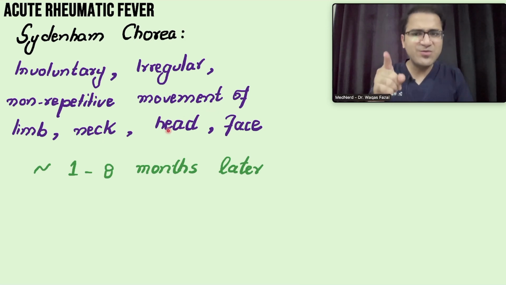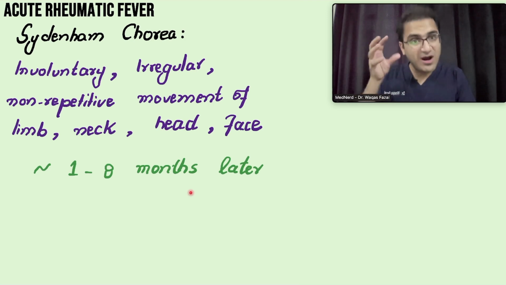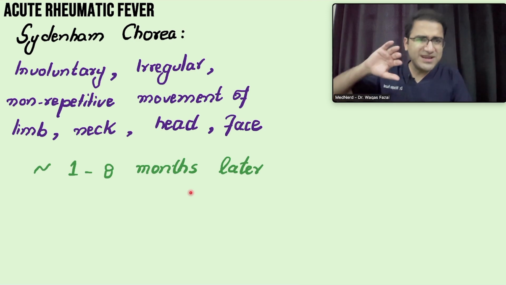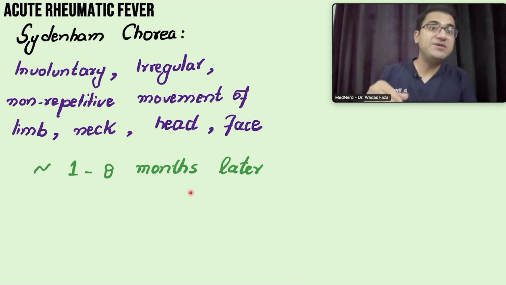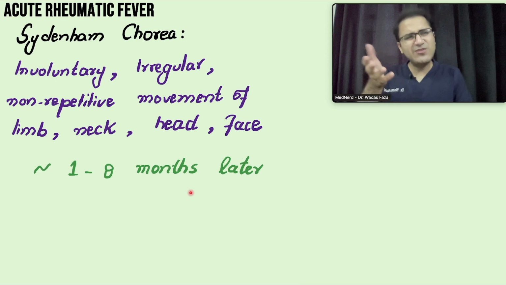And remember, Sydenham chorea develops 1 to 8 months later. This is usually a later complication as compared to the heart problems and the skin problems. Polyarthritis and heart problems might appear earlier, but Sydenham chorea can appear months later, like 6 to 8 months later the patient can develop Sydenham chorea, and once it develops, it's diagnostic. And why does it develop?